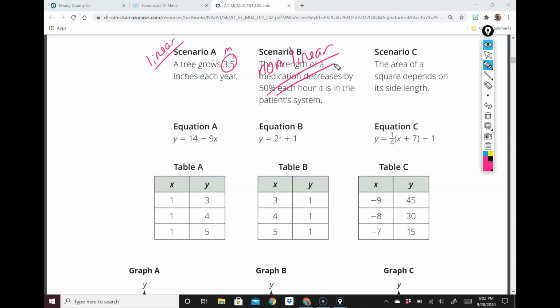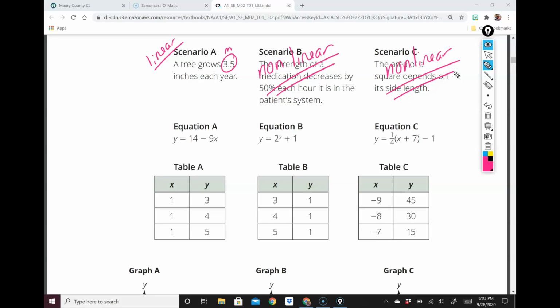Scenario C. The area of the square depends on its side length. This is nonlinear. We do not see a constant rate of change.